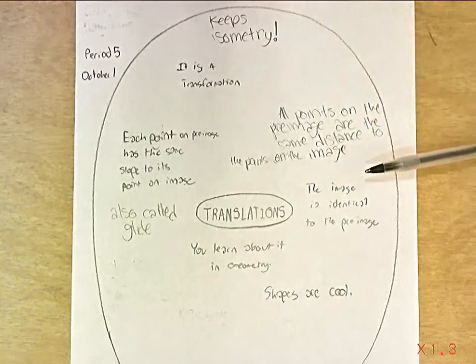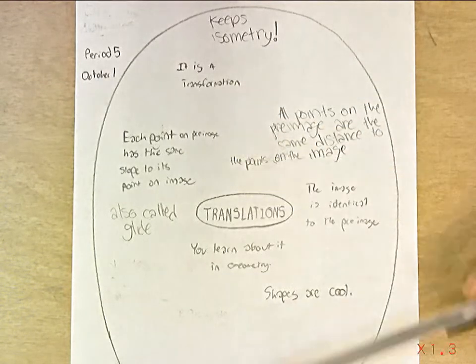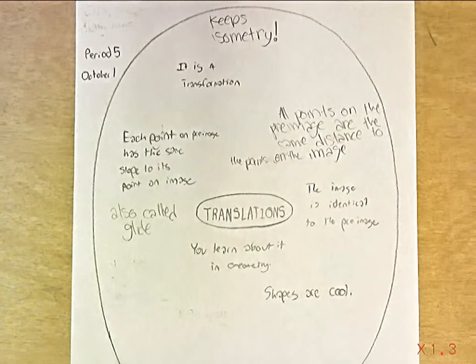Translations keep isometry, translations are transformations. Each point on the pre-image has the same slope to its point on the image. It's also called a glide. You learn about it in geometry. I think that was probably towards the end when they were running out of things to say. Shapes are cool. I'd say the same for that. The image is identical to the pre-image, and all points on the pre-image are the same distance to the points on the image.